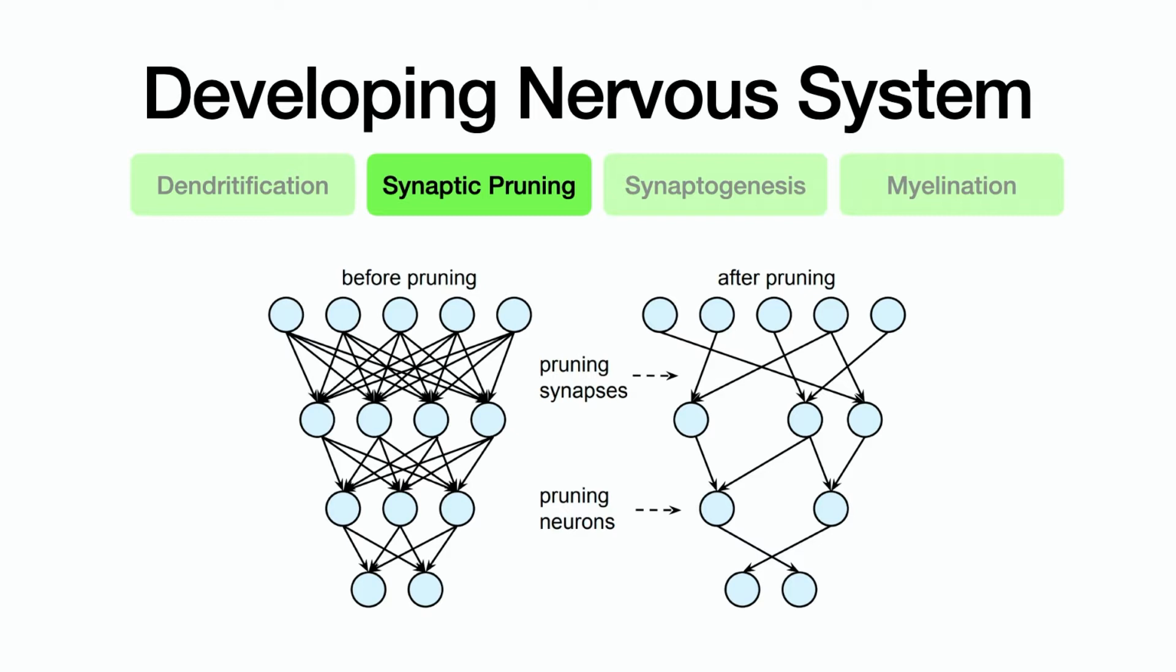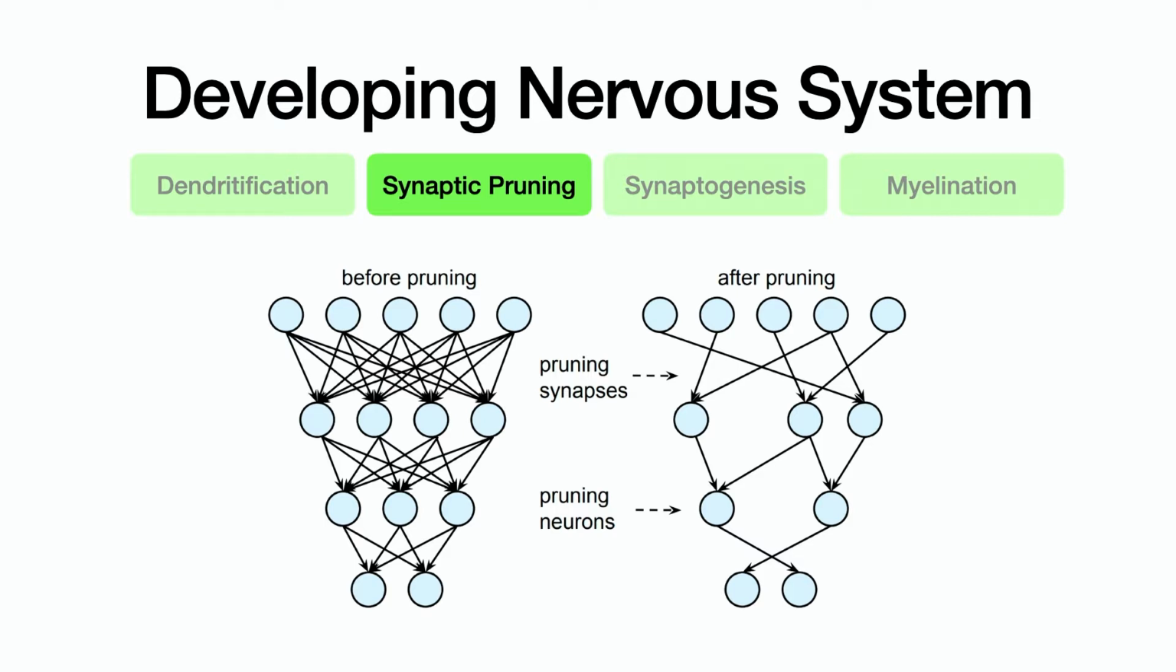So you look at this model of the nervous system on the left-hand side before pruning, and then you look at this one on the right-hand side. These are after pruning, and you can see only the very vital connections are the ones that remain.